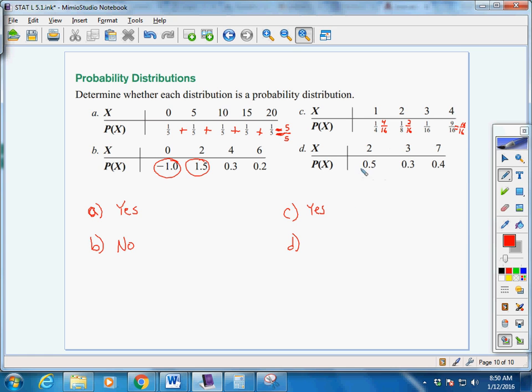And part D, all the probabilities fall between 0 and 1. If I were to add them up, 0.5 plus 0.3 is 0.8, plus 0.4 is 1.2. Therefore, no. And the reason, again, is because our probabilities must add to 1.